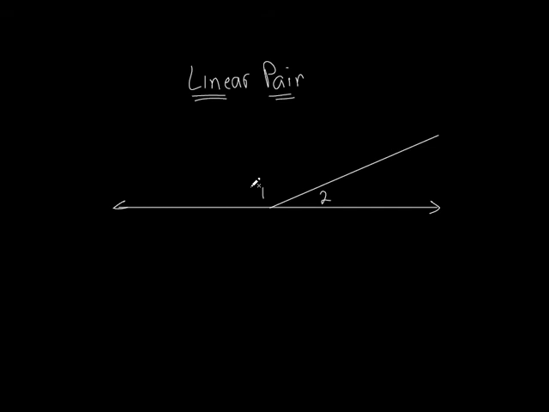Now let's talk about how many degrees this is. We've talked about that before, right? We talked about acute angles, obtuse angles, straight angles, and all that. A linear pair are two angles that make up how many degrees? 180 degrees, that's right. So I could say that angle 1 plus angle 2 equals how many degrees? 180 degrees, all right? So that's what a linear pair does.